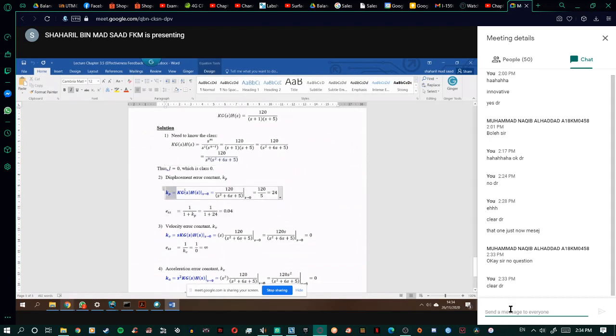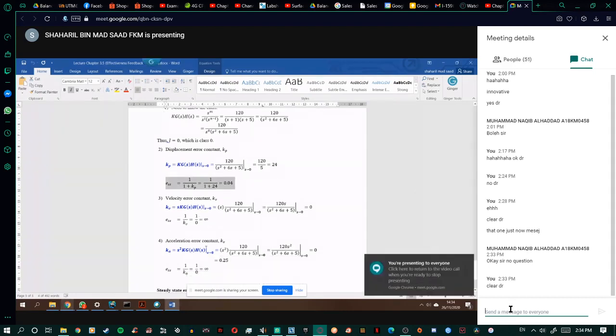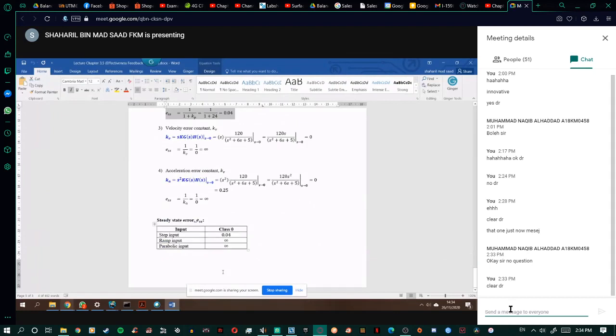To prove that, you can find the Kp here. Yep, it is the steady state error. Only the 0.04 is a small steady state error, right? And then for the ramp input, infinity. Your system is not good for the ramp input, right? And for the parabolic input, you will also get infinity. Okay, so that is how we can determine our steady state error.